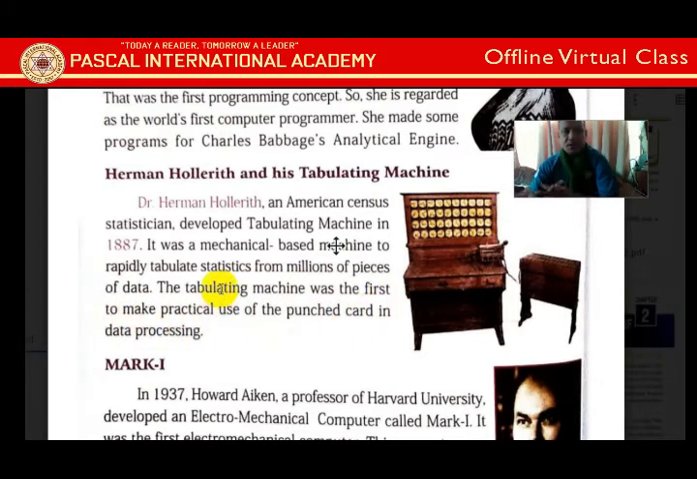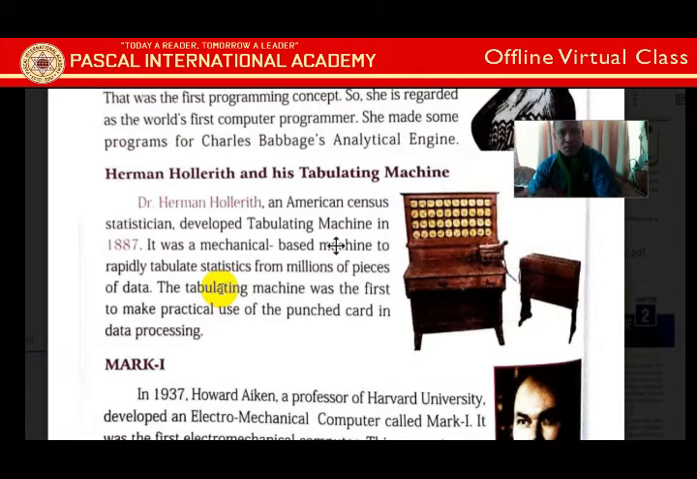So in the US the population was very high, and the government had too much hard work to count all the people and their living and their house numbers, something like that. At that time Dr. Herman Hollerith devised this punch card system for processing the data, which made it very easy.